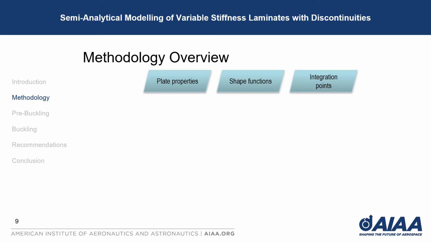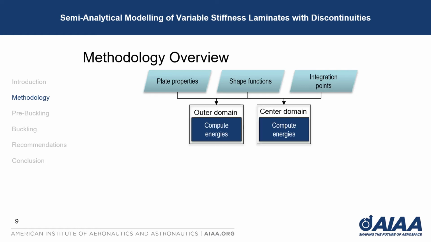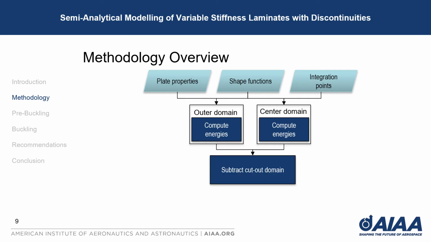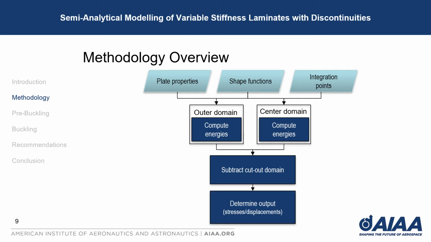As an overview, with the plate properties such as dimensions or stiffness variations, the shape functions including the enrichment functions and the integration points as input, the energies can be obtained for the outer domain and the center domain. These energies can be subtracted to give the energy for the plate or laminate with a discontinuity and determine the outputs in terms of stresses or displacements.